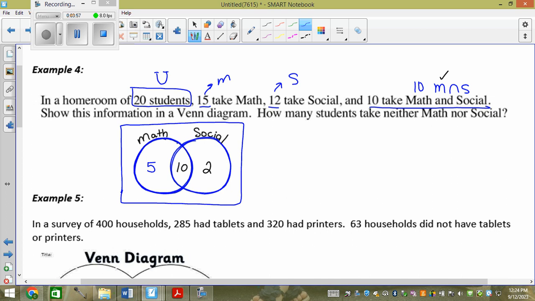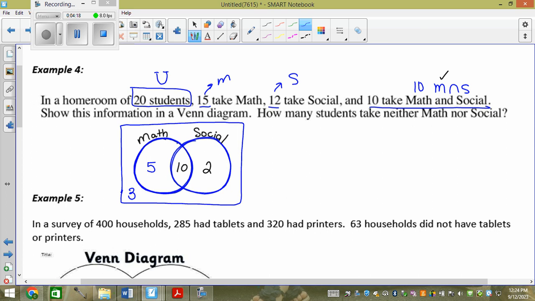How do I fill in the people who aren't in math or social? Math or social is the snowman, right? So how many are in math or social currently? Yeah, so 17, right? 17 are in the math or social snowman. So how many are in neither math nor social?